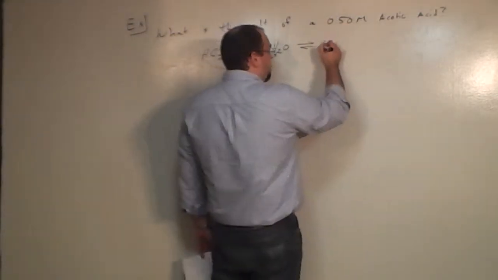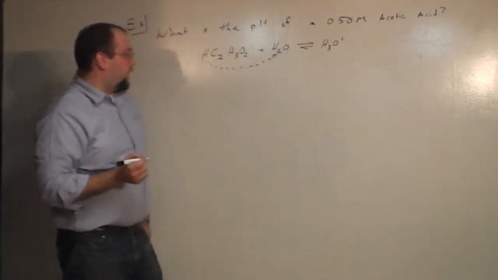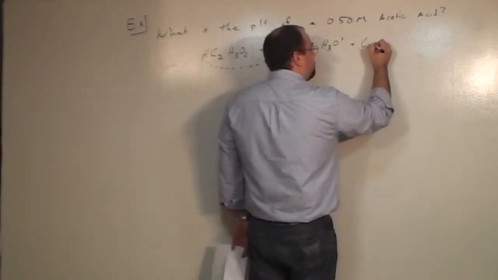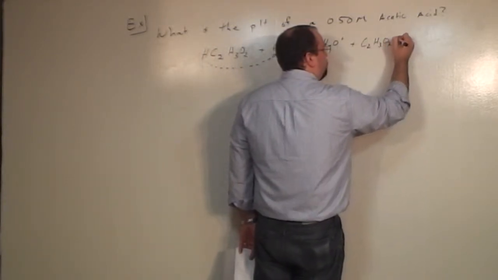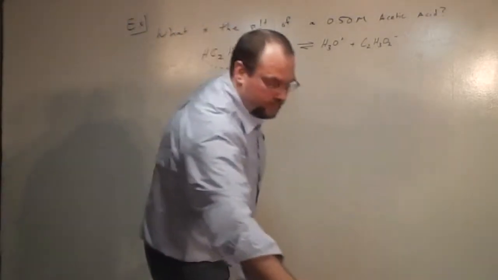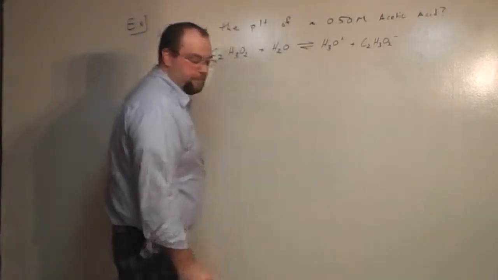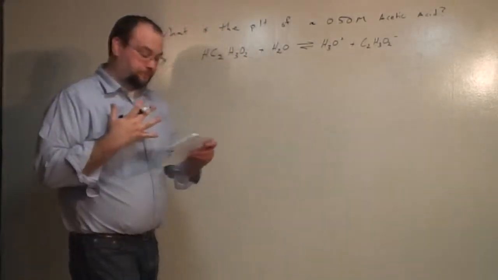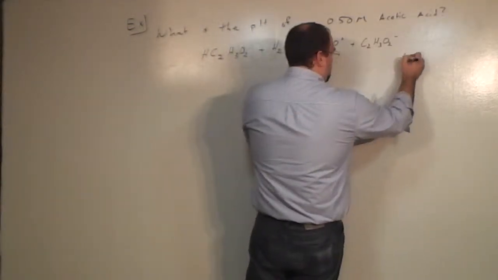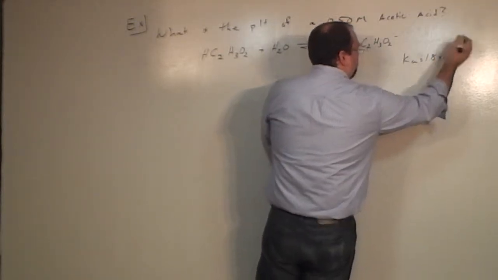So it's going to form H3O, and it's also going to form the conjugate base of acetic acid, which is C2H3O2 minus. Okay, there's our little diagram. Let me erase this little dotted arrow because that's going to get in our way. Okay. Well, I have an equilibrium. And, oh, sorry, I forgot my K value. I'm going to tell you that Ka equals 1.8 times 10 to the negative fifth.